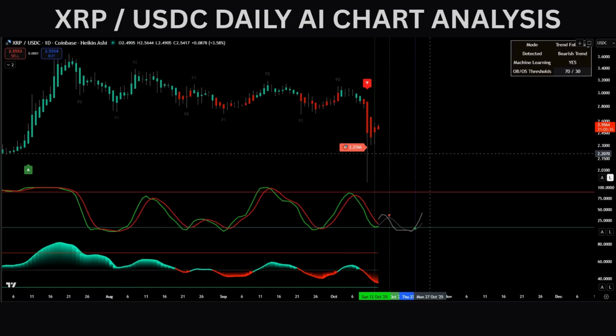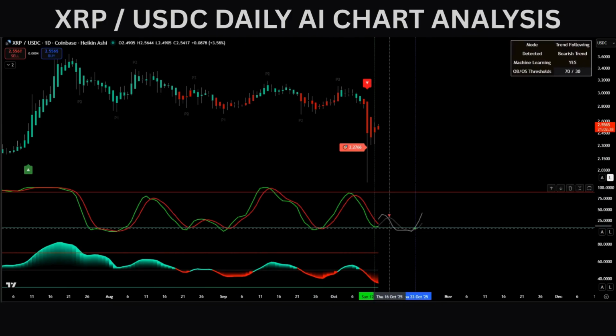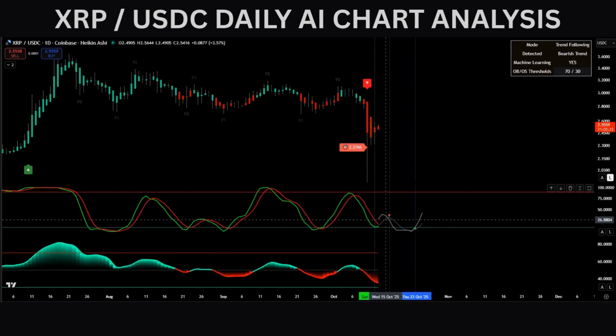To summarize, XRP's daily chart shows temporary weakness, but underlying signs of resilience. Watch for those projected stochastic RSI turns, the lighter and darker gray lines, as they could signal the next key shift in market momentum.